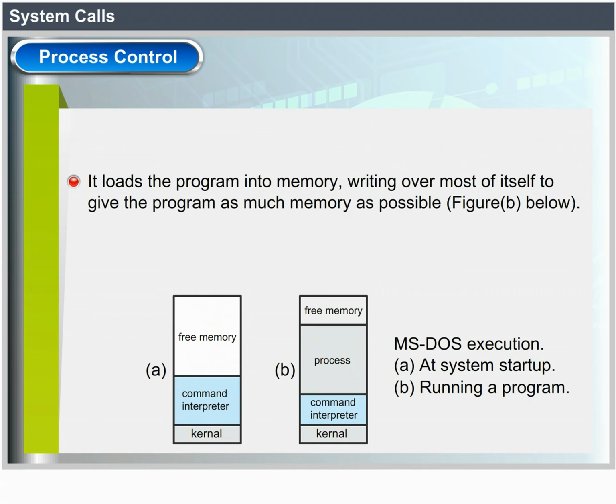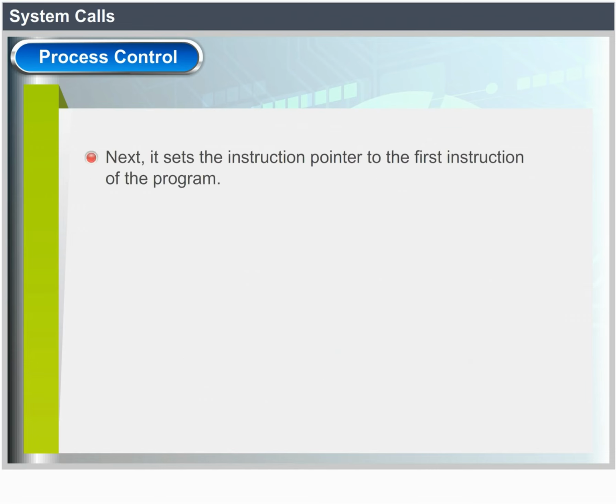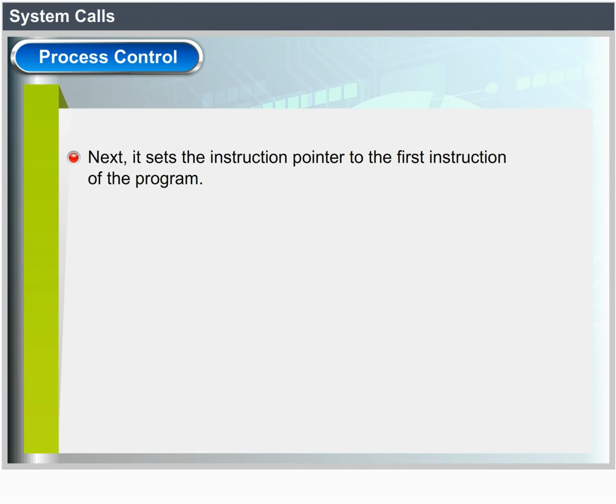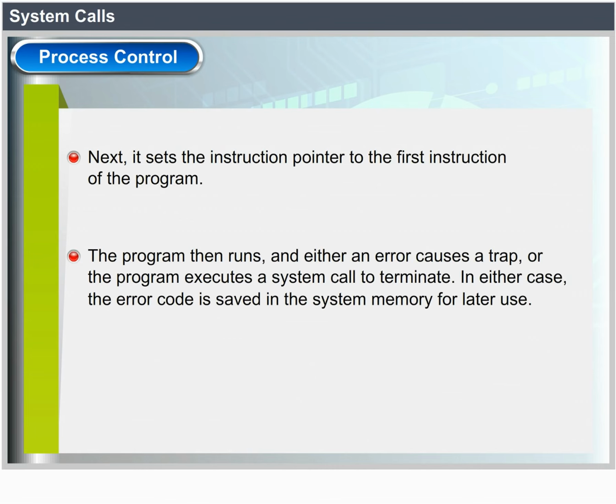MS-DOS execution. A. At system startup. B. Running a program. Next, it sets the instruction pointer to the first instruction of the program. The program then runs and either an error causes a trap or the program executes a system call to terminate. In either case, the error code is saved in the system memory for later use.